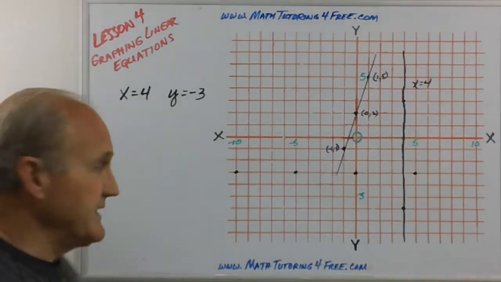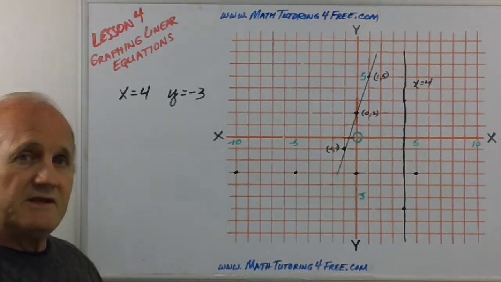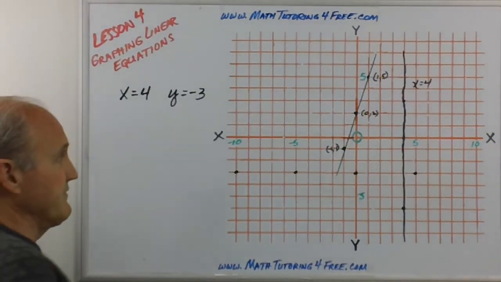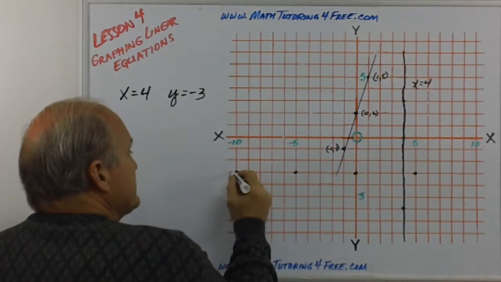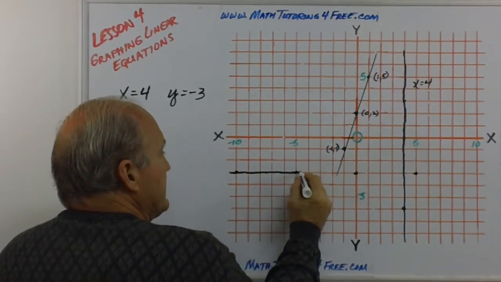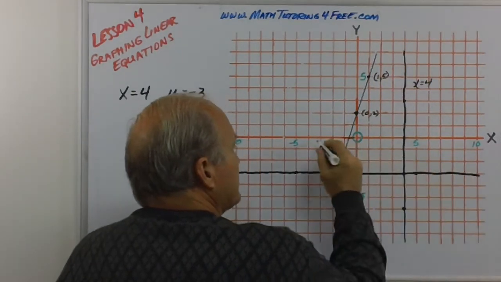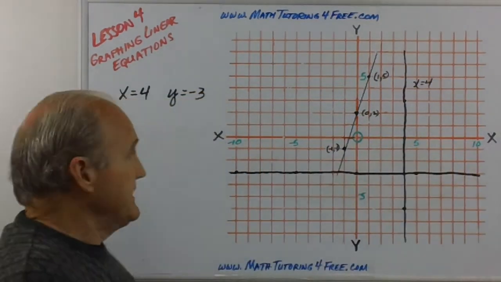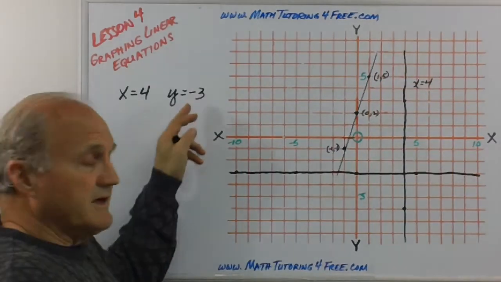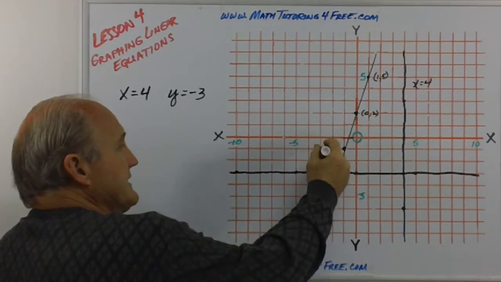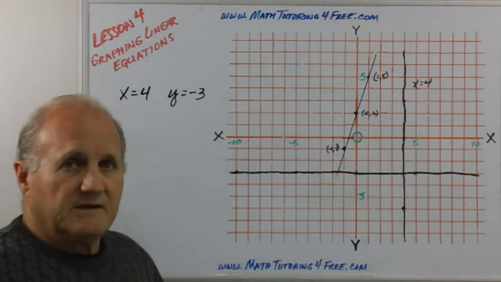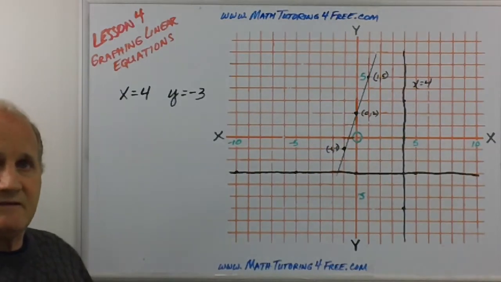I hope you can see that in this case, with y equal to negative 3, this is a horizontal line. Obviously, being horizontal, it's parallel to the x-axis, and since y is always negative 3, it's a line that is 3 units below the x-axis.